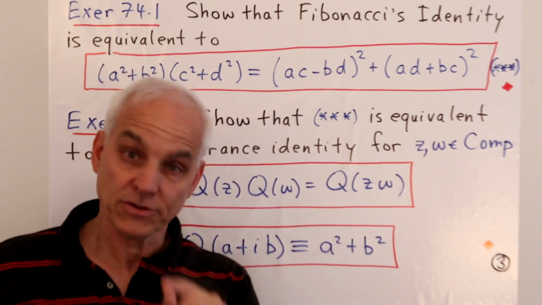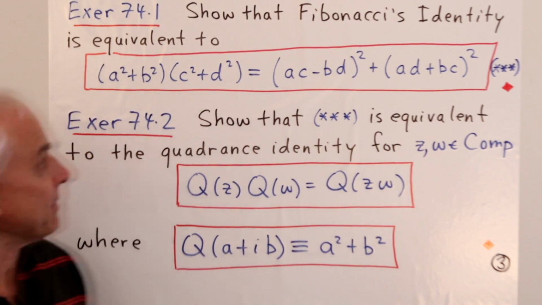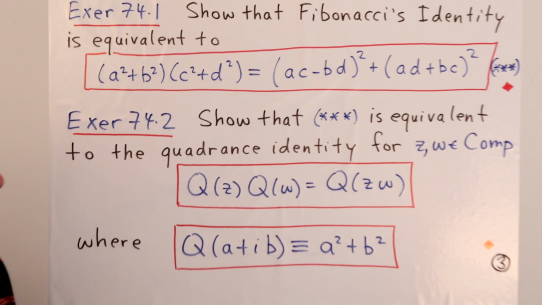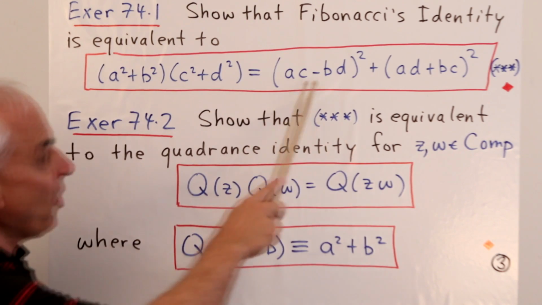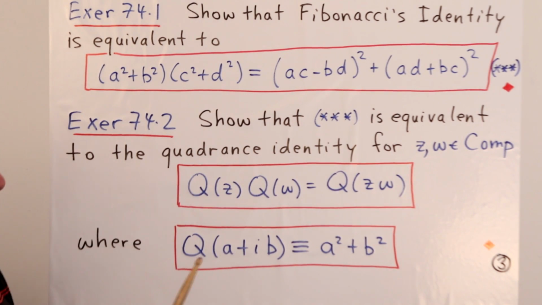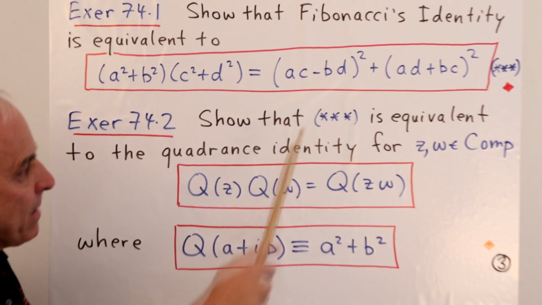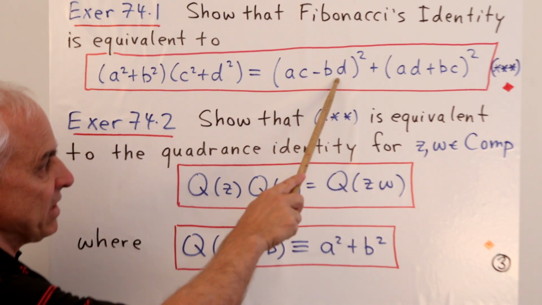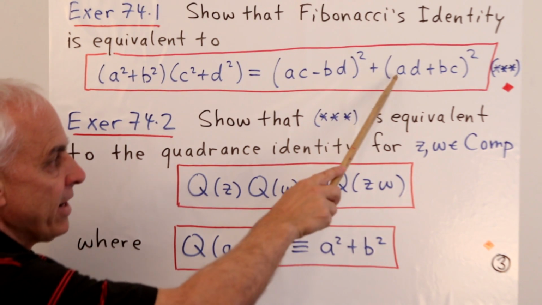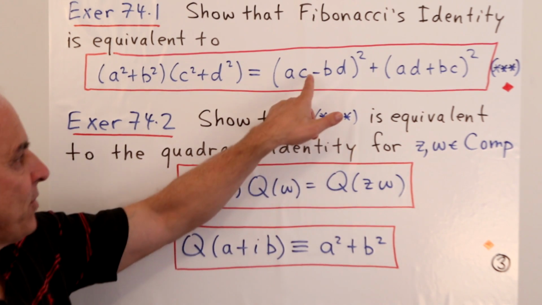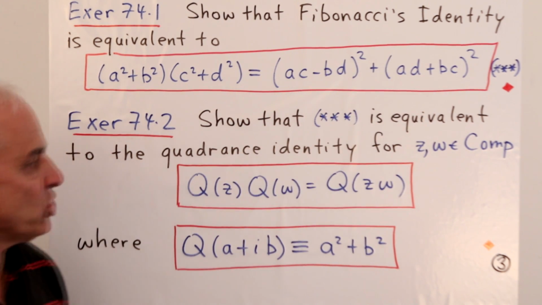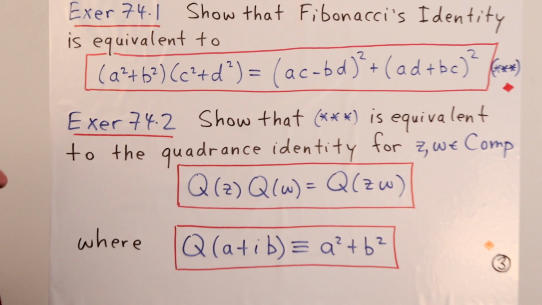Okay, so here are a few exercises for you. The first one is showing that Fibonacci's identity on the previous page is equivalent to this alternate version. It's quite like the previous one, except that now it's (AC minus BD) squared here and (AD plus BC) squared there. So these signs have both changed places.